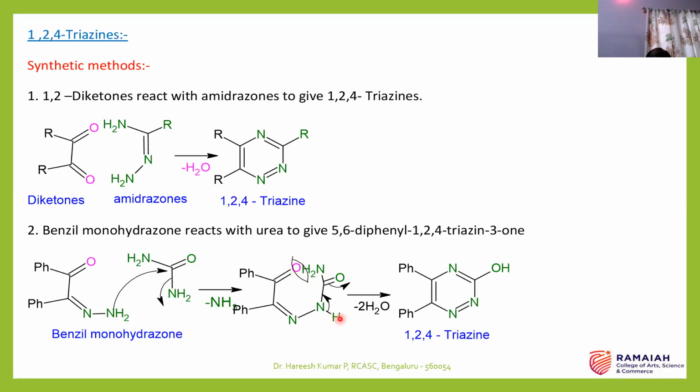Similarly, amide enol tautomerism: this bond pair is coming over here, this will go to that position, forming 1,2,4 triazine. This is how 1,2,4 triazine is obtained. Overall, 1,2,4 triazine can be obtained starting with benzil monohydrazone and urea, which on heating undergo a condensation reaction, giving rise to 1,2,4 triazines. So with this, I will take one more triazine.